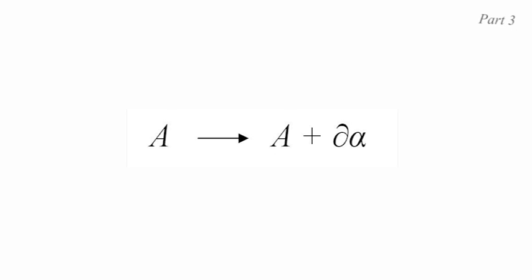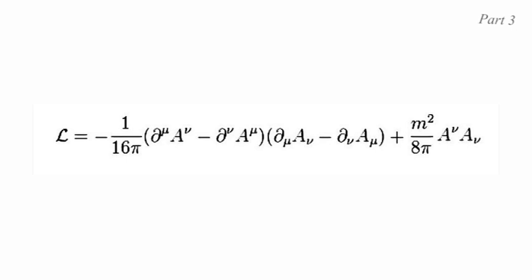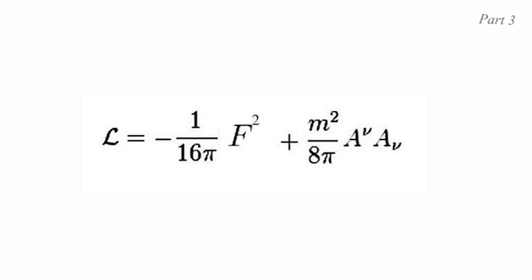Now you may recall that the Lagrangian for the vector boson was the Proca Lagrangian. Okay, it's messy, I know, but bear with me. That can be written as minus 1 over 16 pi F squared plus m squared over 8 pi A mu. So the question, does this change if I make this local transformation on A? Does this L change? A quick and easy way to check this is just to look at the mass term and see if it changes.